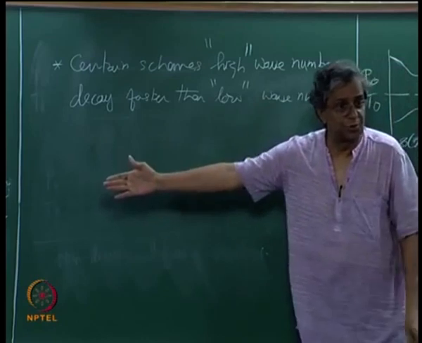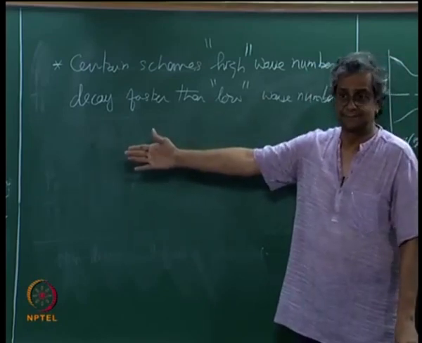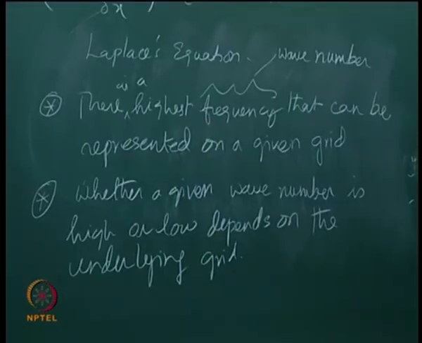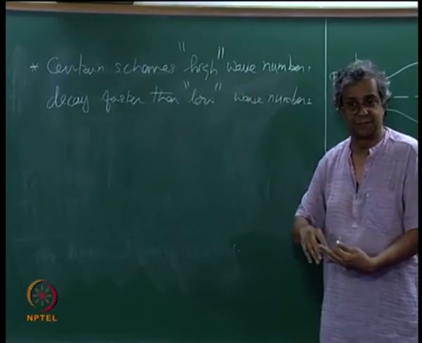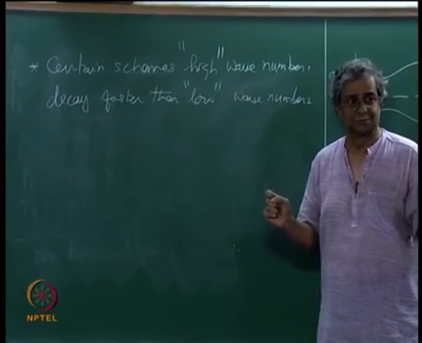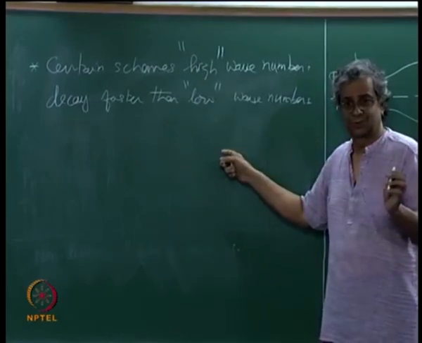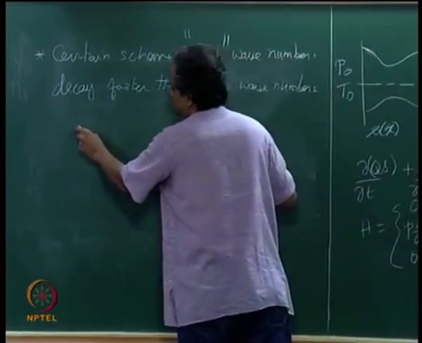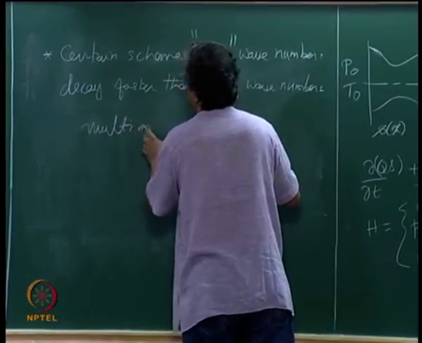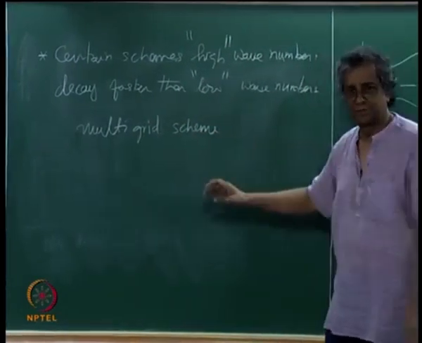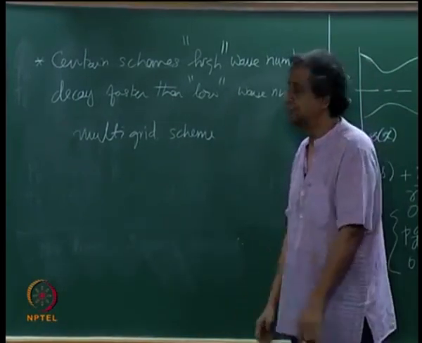So now I have told you what are high and low, that was the reason why I needed that. High is with respect to the grid, low is with respect to the grid. So the underlying grid is very important. If high wave numbers decay faster than low wave numbers, then by changing the grid, it is possible for me to change whether a frequency is high or low. That is the clue. So we come up with this idea that we will use multiple grids. The scheme is called a multi-grid scheme. It is not a scheme to solve a problem, it is a scheme to accelerate a solution technique.